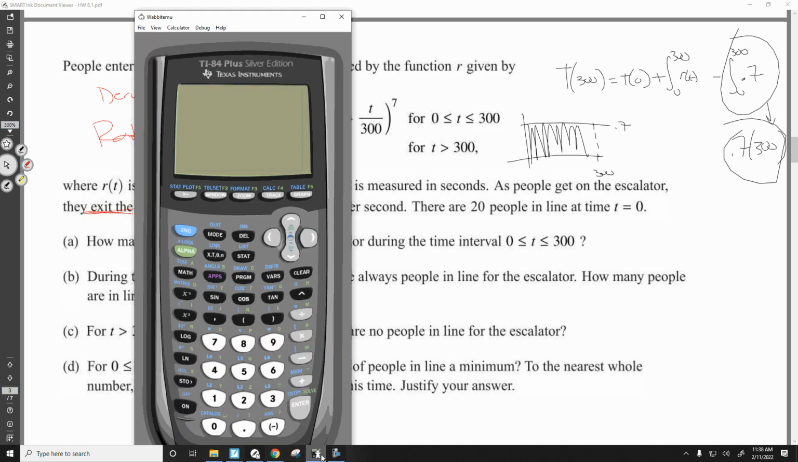I'll prove it to you. 0.7 times 300, that's how many people exit the line, 210, is the same as accumulating the rate not of 0.7 t, but of just 0.7. Accumulating this, just a rectangle worth of area, and you get 210. Okay, so safest to use this. Just don't add a t in there. A lot of people do. All right, cool.